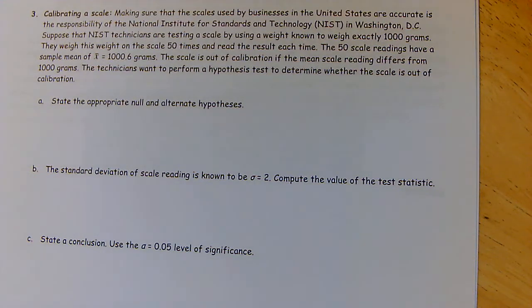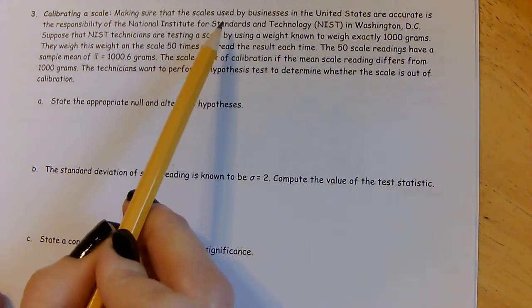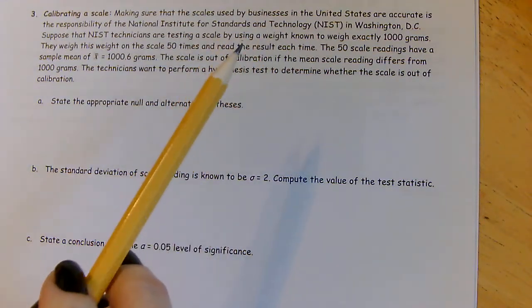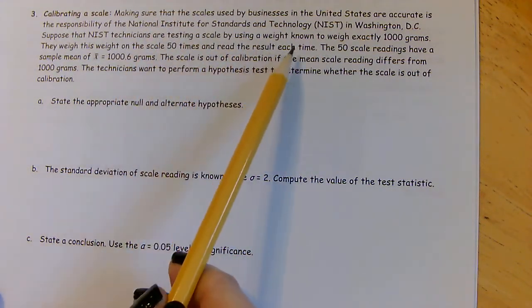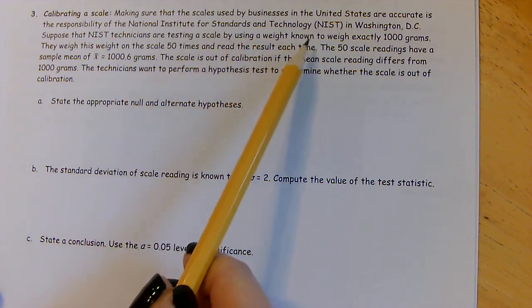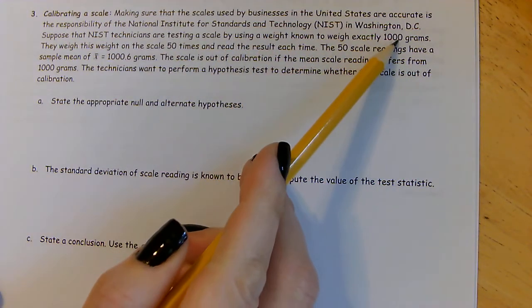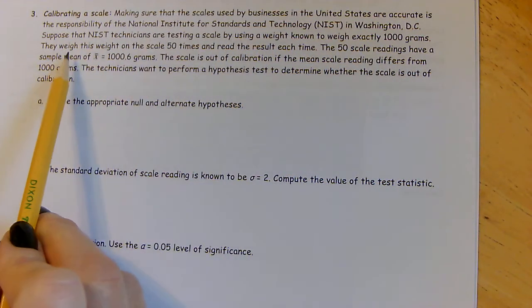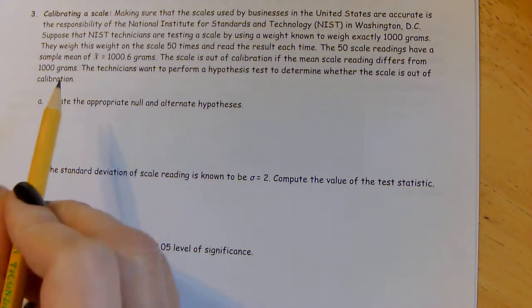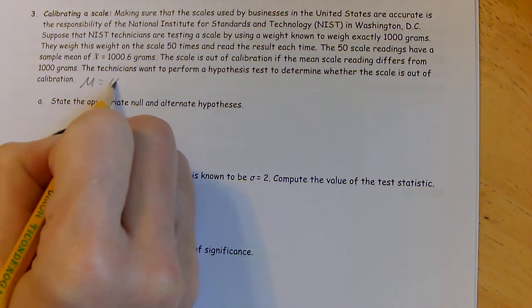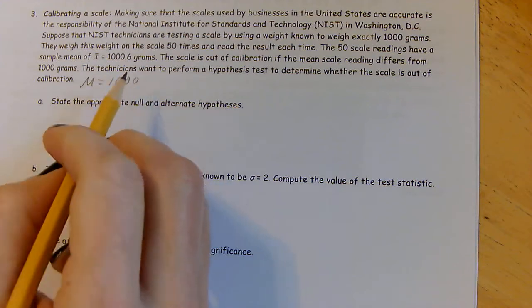Okay, let's do another hypothesis test when we have the population standard deviation for the population mean in 9.2. Alright, so here we are. We're making sure scales are accurate. The scale that we're testing, the weight should be exactly 1,000 grams. So the population mean should be 1,000. That's what it should be.